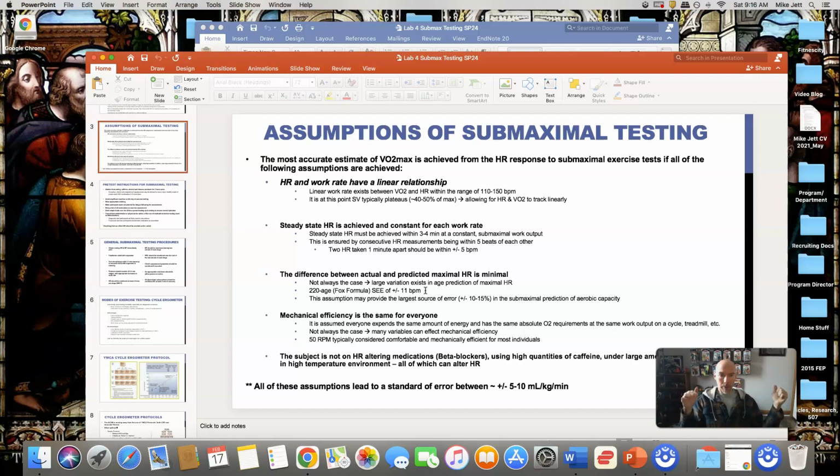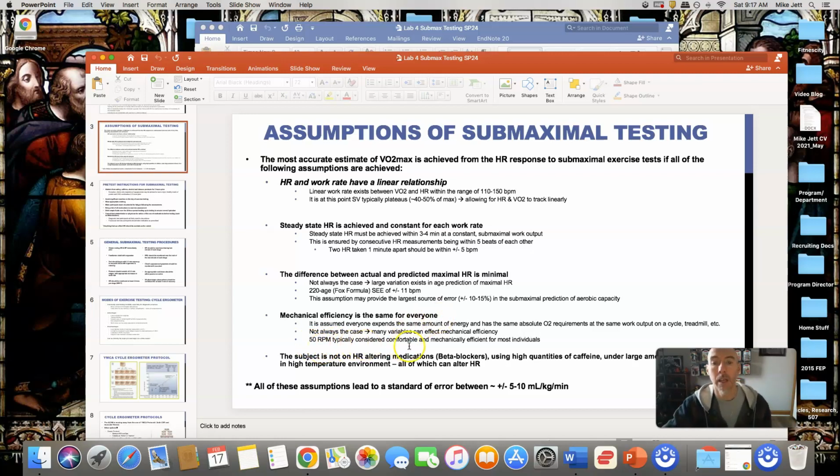Point number 4, we assume mechanical efficiency is the same for all people. That is false, right? If you look at 2 people running, a novice and a well-trained person, the well-trained person is much more efficient with the movement than the novice. So how do we control that? I mentioned this one earlier. Make sure you choose the mode that is the most appropriate for the subject. What are they the most familiar with? That is going to increase their efficiency. We can also set a speed or a cycling rate that is the most efficient as well. So that's why we use 50 RPMs during a submax test, for example.